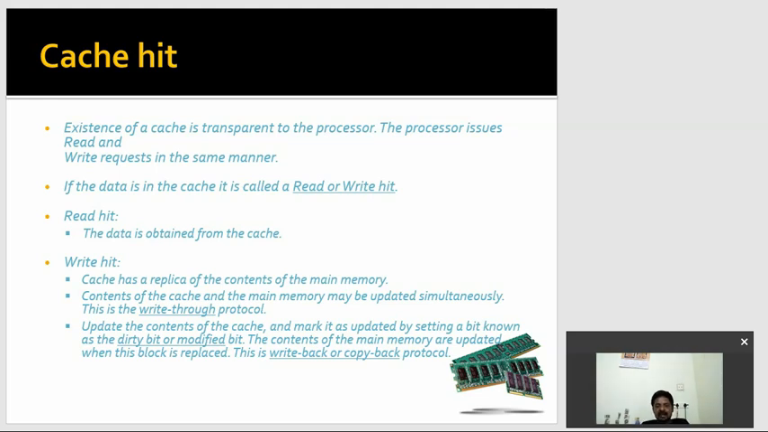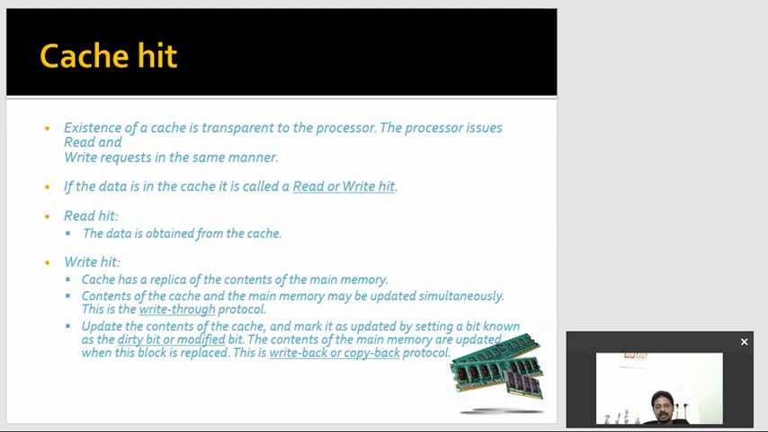Write hit: the cache has a replica of the contents of the main memory. Contents of the cache and main memory may be updated simultaneously. This is the write-through protocol.